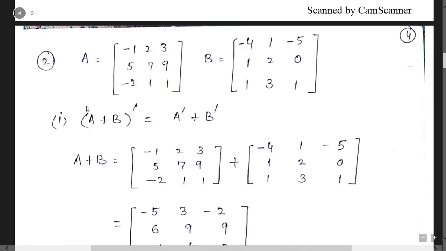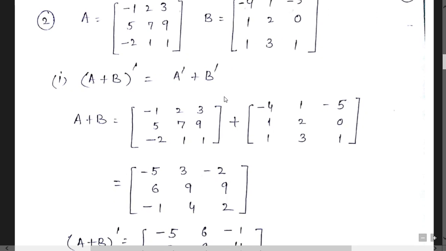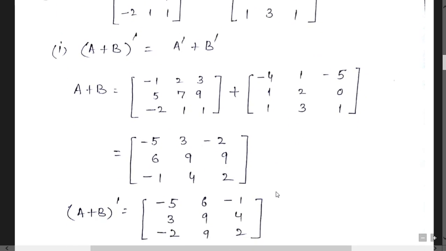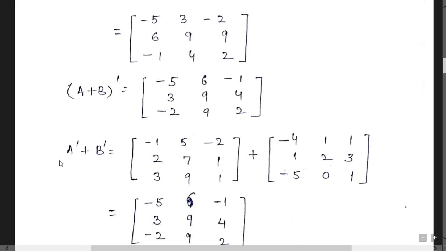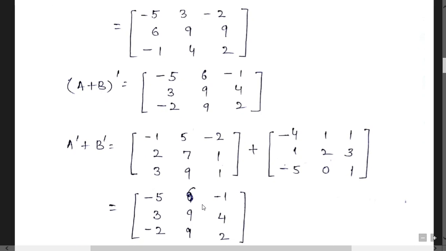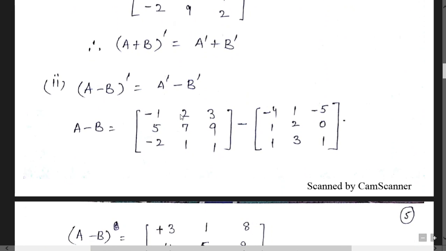Now we have already completed this type of example. Before starting the exercise, first of all, addition is there, then taking the transpose. Then take the transpose of the individual matrices and add, and you will get the same answer. First is A, second is B, then addition, then taking the transpose. Then in the next step, the transpose of first and second, then adding, you will get the same answer. Similar is the case of subtraction of two matrices.